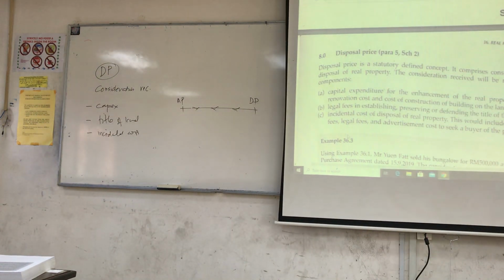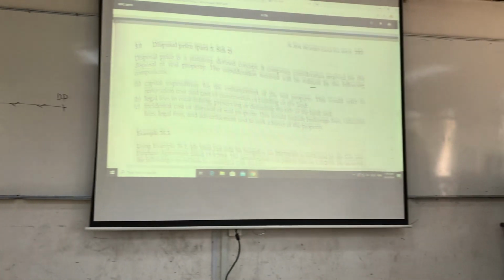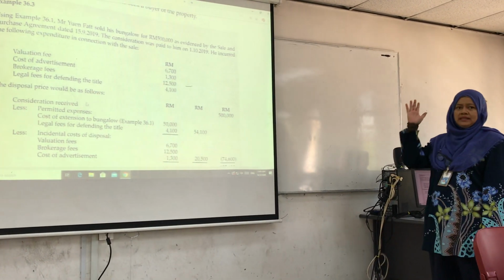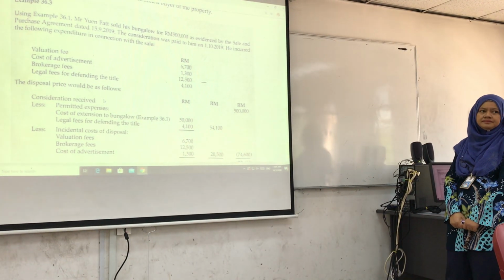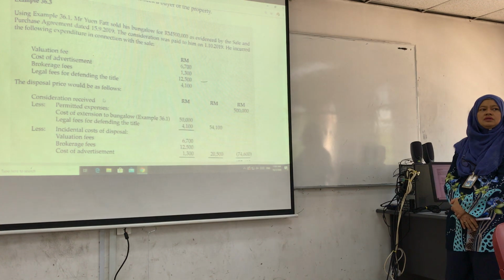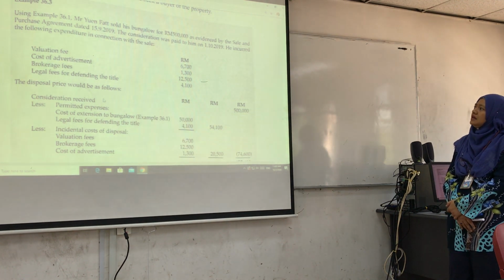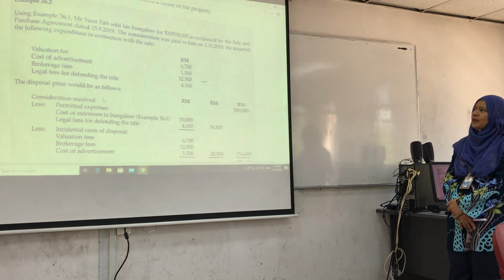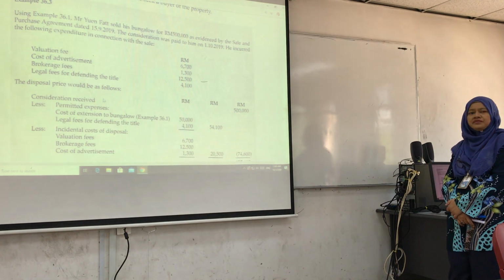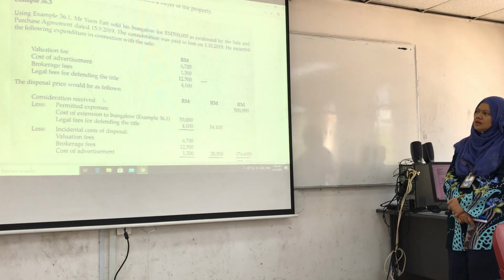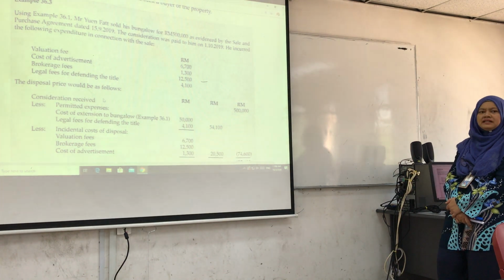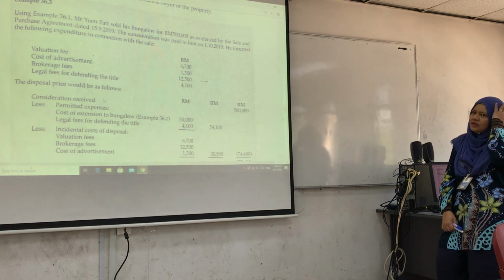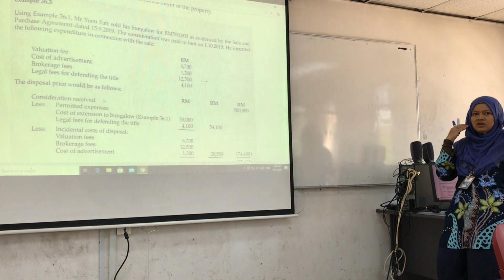Okay, let's see the example. It's using 36.1 just now, the same example. We have Yuan Fat sold his bungalow for 500,000. So sold bungalow means that is your consideration received, as evidenced by the sale and purchase agreement dated 15 September 2019. The consideration was paid to him on 1st October 2019. He incurred the following expenditure in connection with the sale: valuation fees, cost of advertisement, brokerage fees, and legal fees for defending the title. So as you go along, you say, this one is the cost, this one is incidental cost.